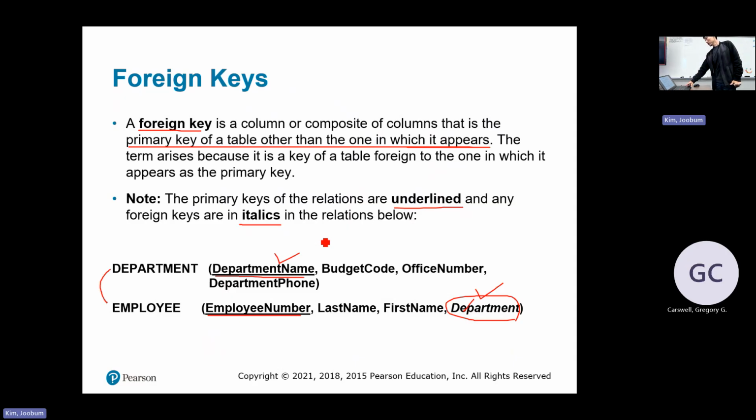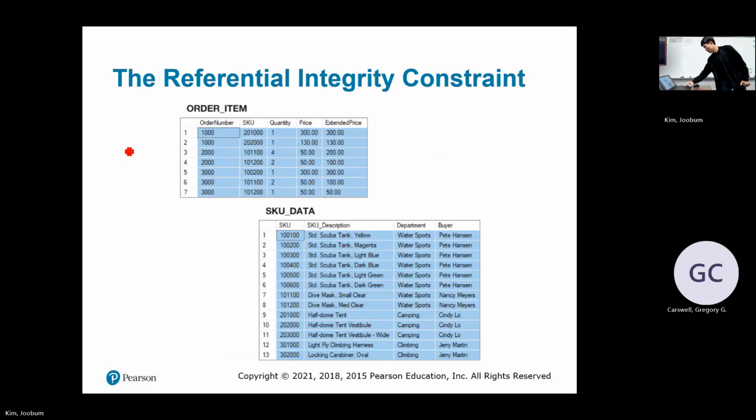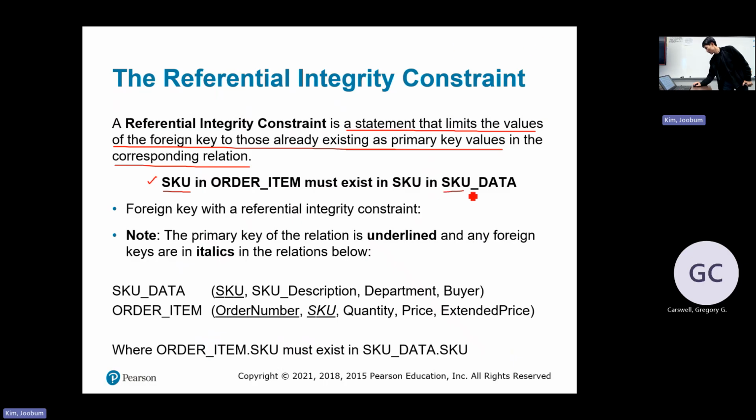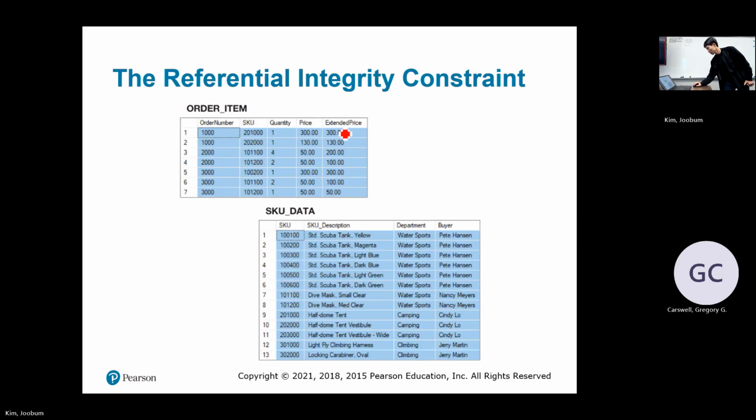Related to the foreign key, there's another constraint, the referential integrity constraint. What does that mean? It is a statement that limits the value of the foreign key to those already existing as a primary key value in the corresponding relation. It can be represented like that. What does that mean? SKU is a primary key in SKU data.